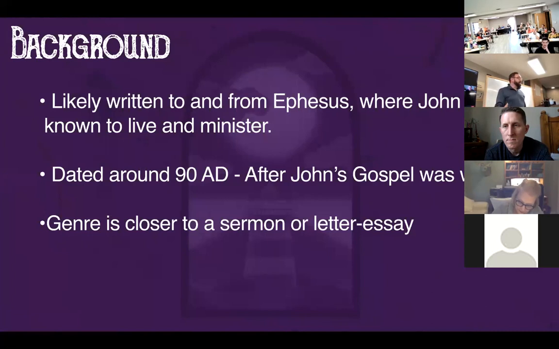And there's nothing at the back end where it's personal, like, "Hey, I'm Paul, say hi to this guy," or "Tell these two ladies to stop fighting because it's really bad," or "I'm going to send Timothy to you, and he's going to help encourage you," like other letters do. This one has none of that. He just honestly ends it abruptly. We'll cover that later. But the genre, as we read it, it's more like a sermon.